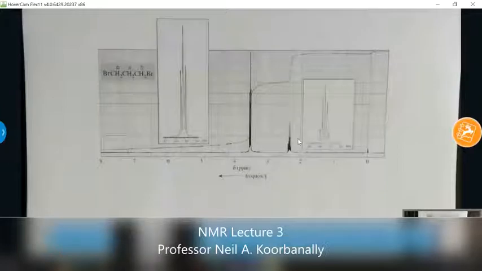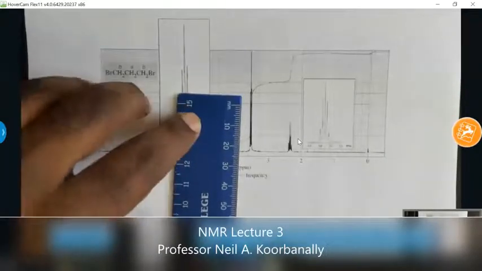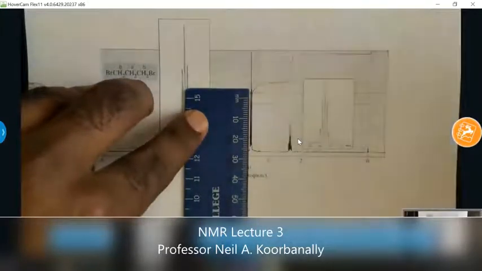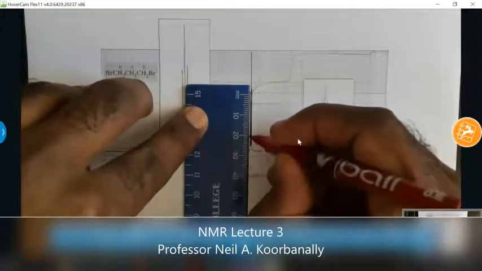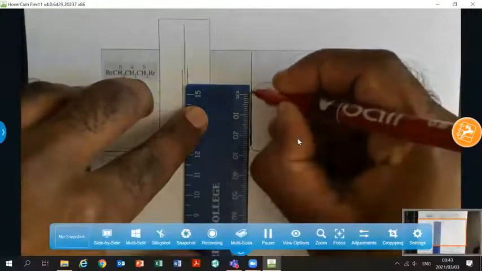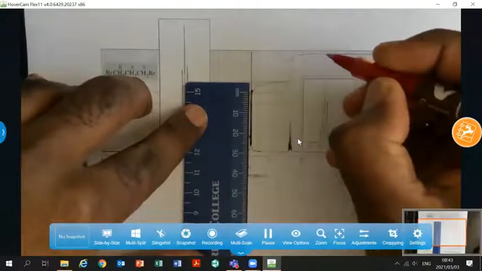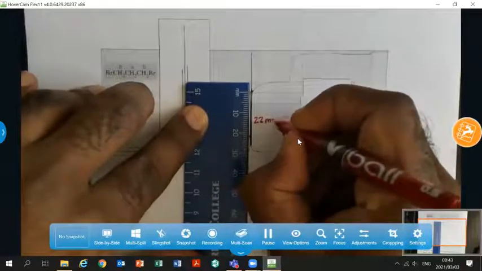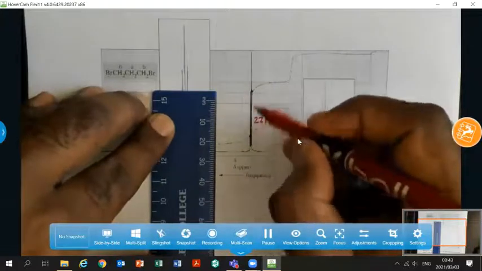What we actually do in this particular case is we take a normal ruler. You can see I've got my ruler here and I measure the integral. I'm taking the bottom of the integral here and the top of the integral somewhere here. You can see I'm measuring with my ruler. It's about 22 millimeters, so that's my first integral.